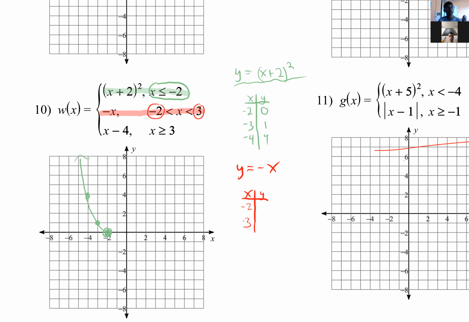So y is the opposite of x if this is y equals -x. So what's the opposite of -2? 2. What's the opposite of -3? 3. So I'm just going to plot these 2 points, making a circle, because these are the endpoints. So -2, 2 is going to be right here. -3, 3. Oh, it should be +3.